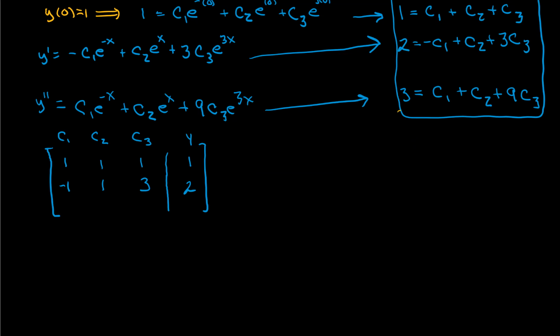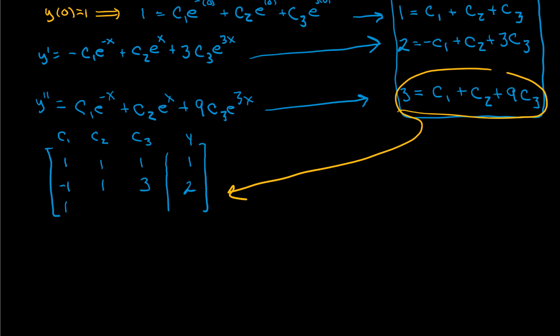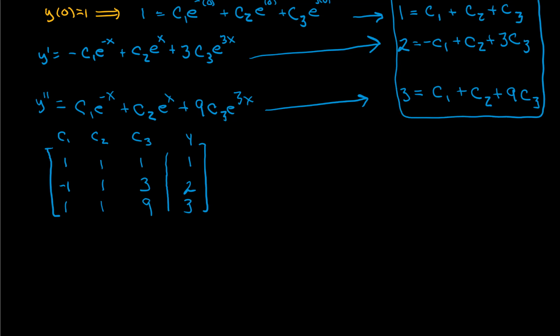Then I'm going to take the coefficients from equation 3. C1 has a coefficient of 1, C2 has a coefficient of 1, C3 has a coefficient of 9, and the y value is 3. Now that I have this, the objective is to add the first equation to the second and third one and zero those out. So what's going to wind up happening here is at the first step, I'm going to leave my top equation alone.